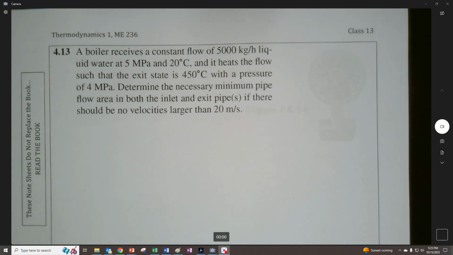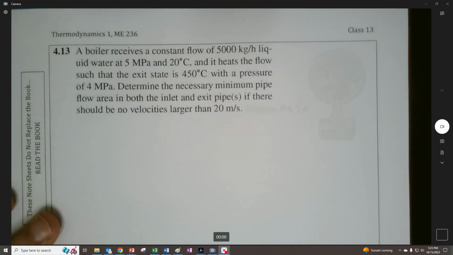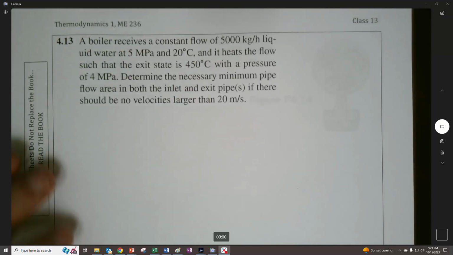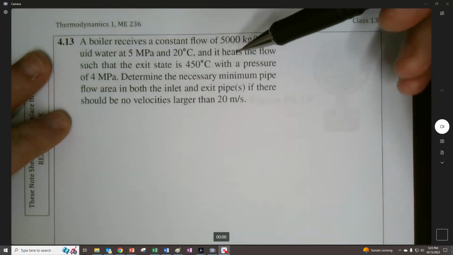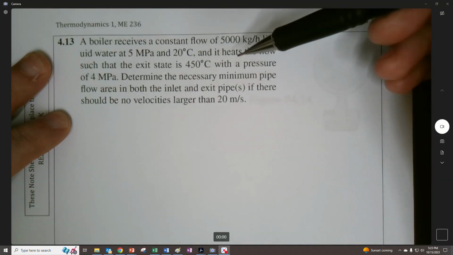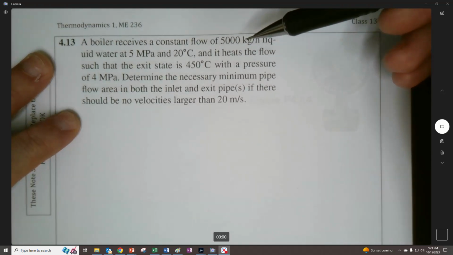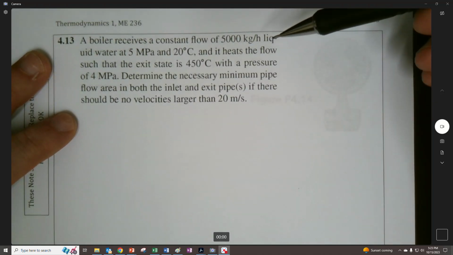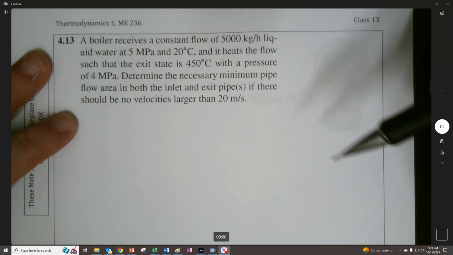All right, continuing on with class 13. This is a more useful example, I think. It's quite a bit longer. It starts some stuff that we're going to be doing a lot. All right, it's just this right here. Really, we're just concentrating on the conservation of mass, but we could also use this for the conservation of energy.